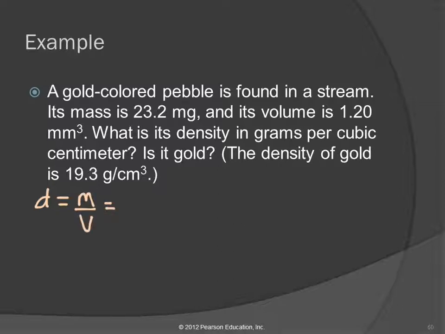So we'll take the mass, 23.2 milligrams, and we'll divide it by the volume, 1.20, not centimeters, cubic millimeters, and we're going to end up with a number. It'll be the same number, just with the decimal place in the wrong spot. 23.2 divided by 1.20.